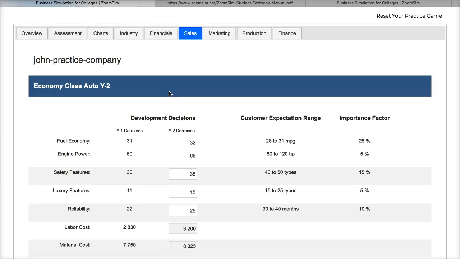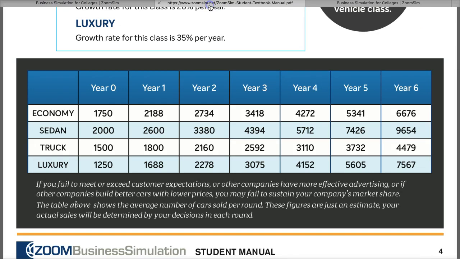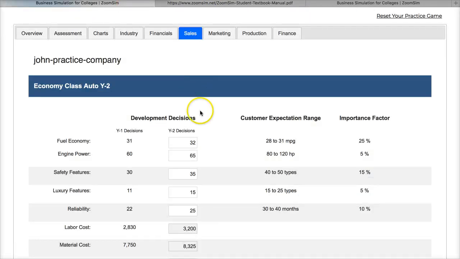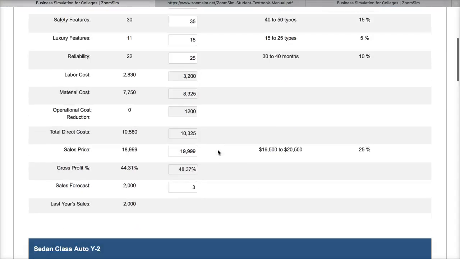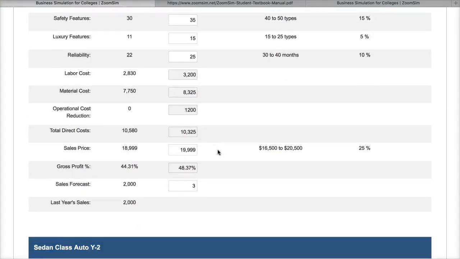So it's not exactly, just because it's in the forecast here, this doesn't mean that's what you're going to get. It depends on the competition and your price and how you make your car. So I hope you get that.